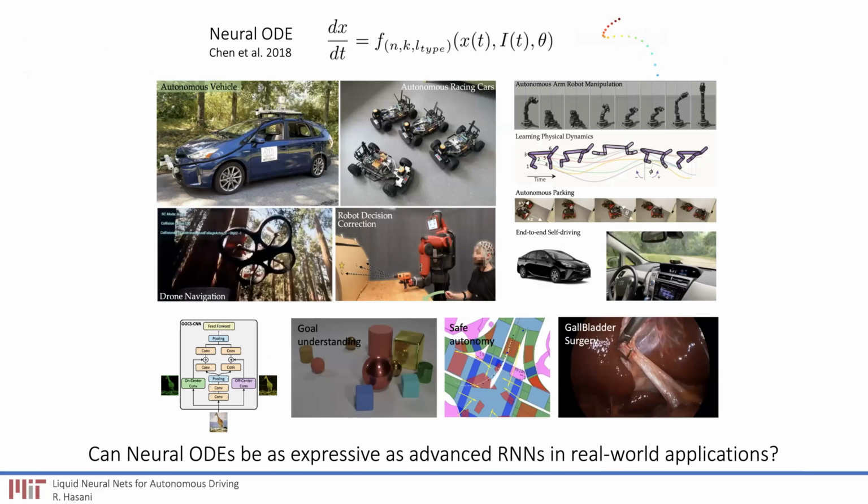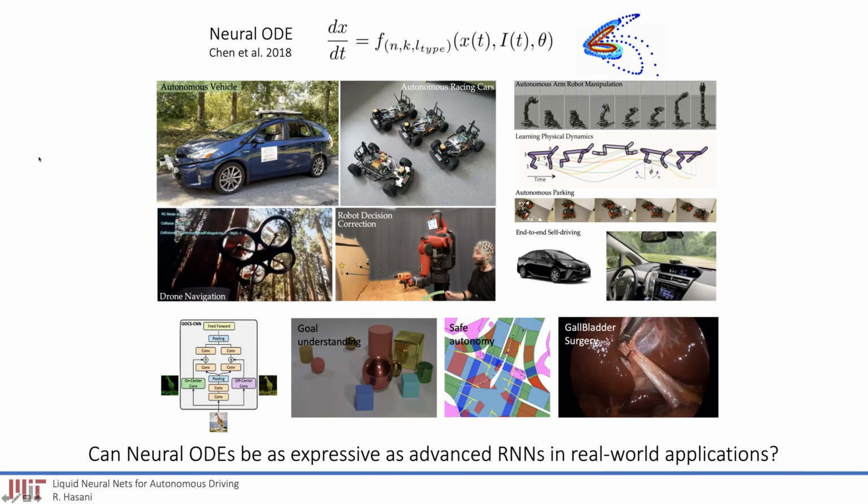Now, I told you about these neural ODEs. They have been tried in different scenarios and real life applications, such as lane keeping, autonomous racing, learning physical dynamics, surgery, safe autonomy, and goal understanding. But what we saw so far is that with this representation that we're showing on top, we cannot even beat an LSTM network. Okay, so we cannot really gain better performance than an LSTM network. So there's no need actually to use this type of system.